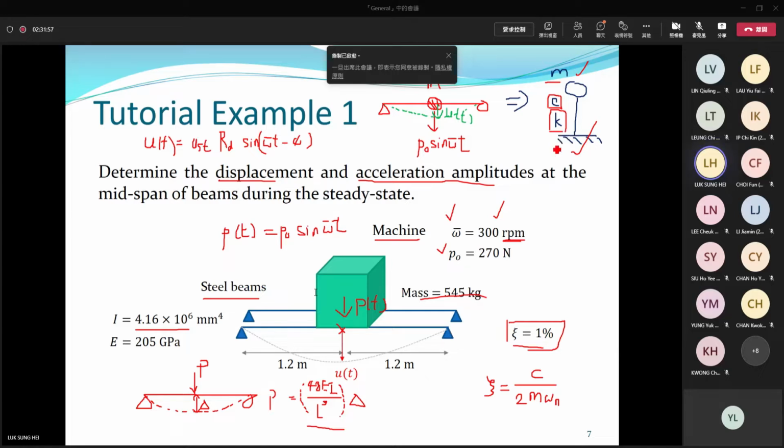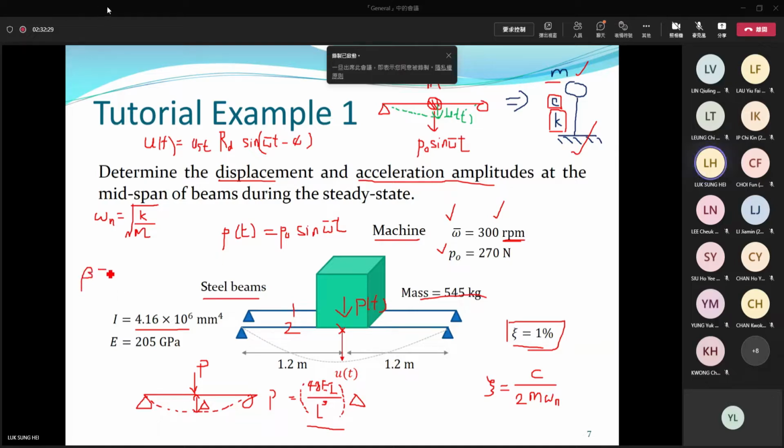But there are two beams, beam 1 and beam 2. There are two beams in this structure. So you have to apply this stiffness twice, for two beams, just like springs in parallel. And then you can evaluate omega n. If you know stiffness, then you can evaluate omega n. Omega n is equal to the square root of K over m. Natural frequency.